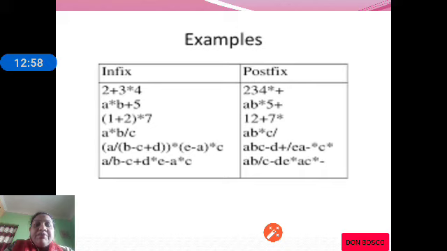We can see a few more examples of infix to postfix. 2 plus 3 into 4. First 3 into 4 will be multiplied and then it will be added with 2. So we can see that 3 4 into will be converted first and then it will be added with 2. So for plus, 3 4 into will be one operand and 2 will be another operand.